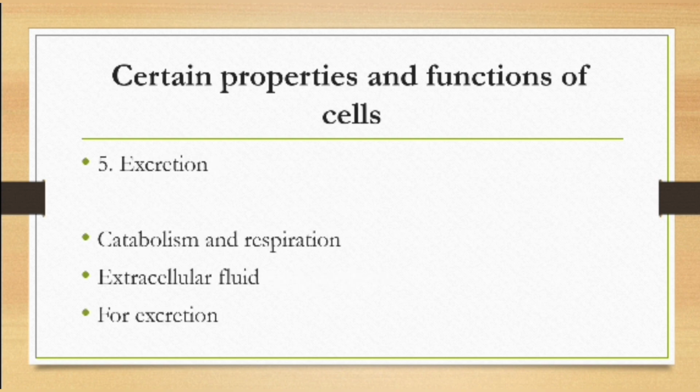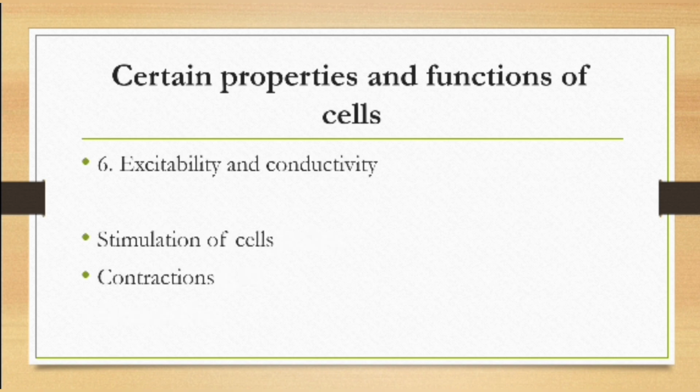Then after respiration, excretion is there. The waste produced as a result of catabolism and respiration is sent out by the cells to the extracellular fluid and from there by blood to the lungs, kidneys, etc. for excretion. Now the last function and property of cells is excitability and conductivity.